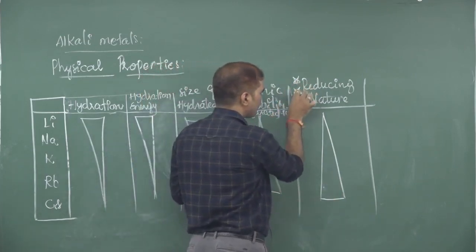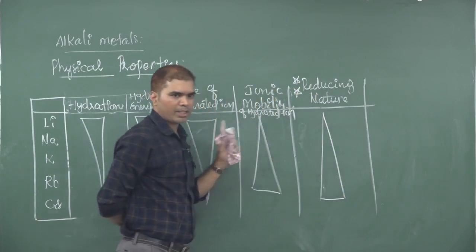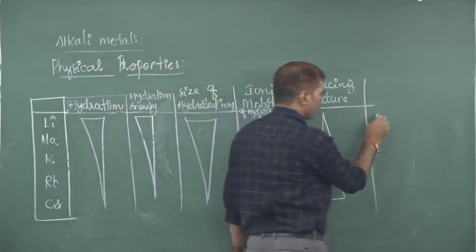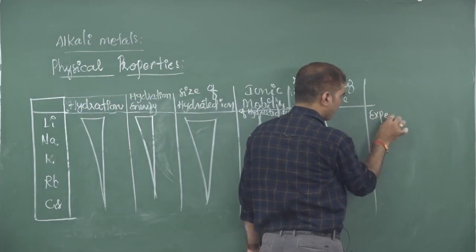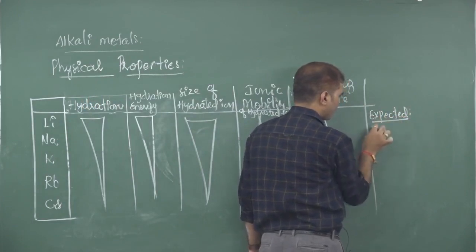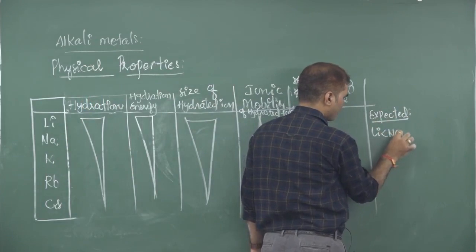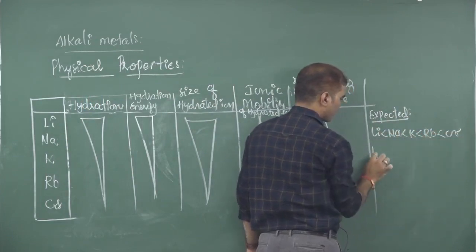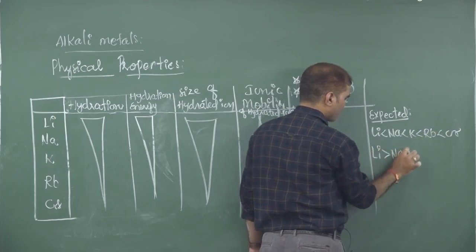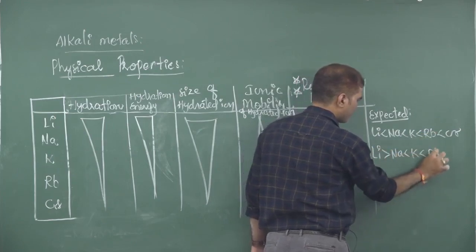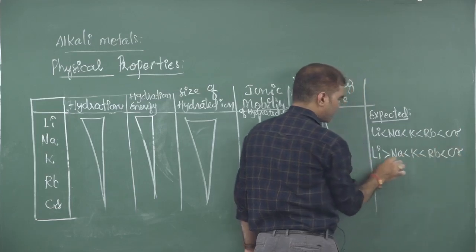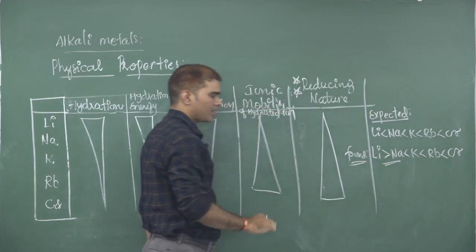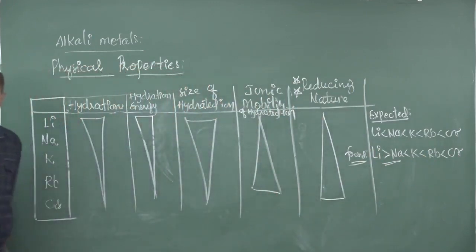But this is an exception. Just put a star mark for it. There is a small exception for it. What is that exception? What is the expected trend? Reducing nature should increase. But this is what is found. Lithium is more reducing than sodium or potassium or any other metal.